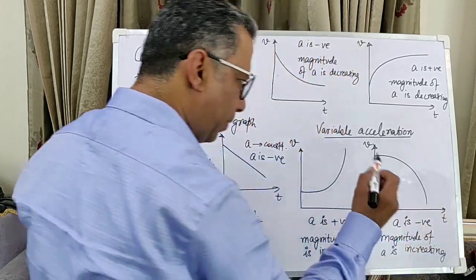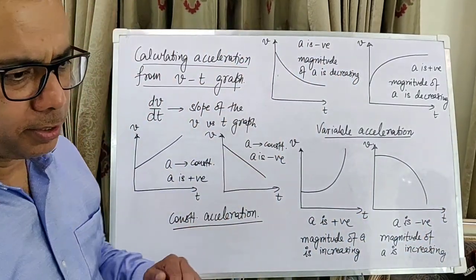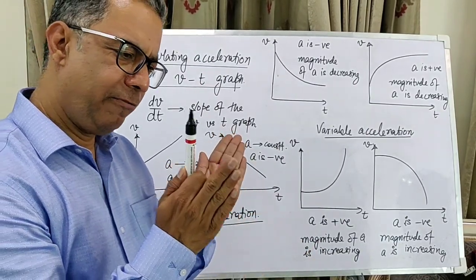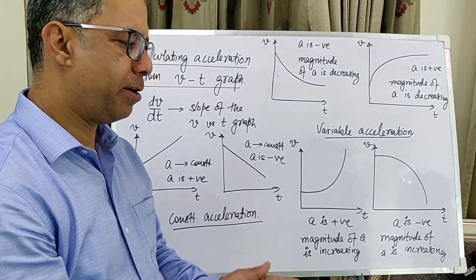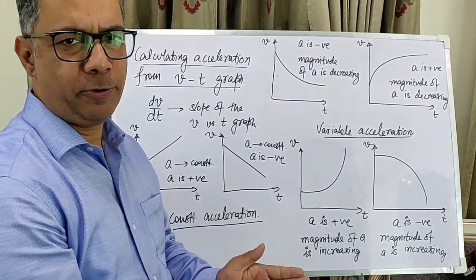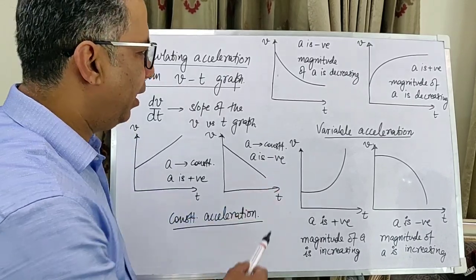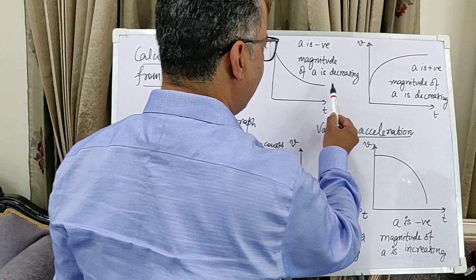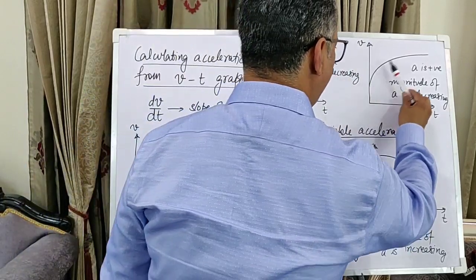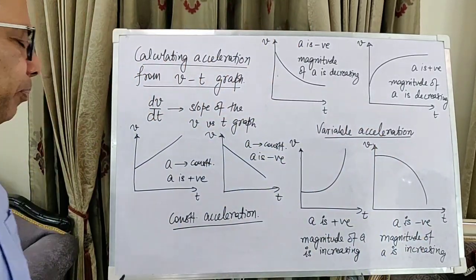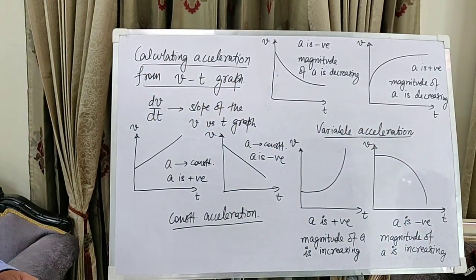I remind you again, when I talk about slope increasing or decreasing, invariably I am talking about magnitude of slope and I'm not looking at the sign of slope. So when the graph gets horizontal, slope is decreasing, and when the graph gets more and more vertical, slope is increasing. So these I have shown are the various possibilities of the VT graph.